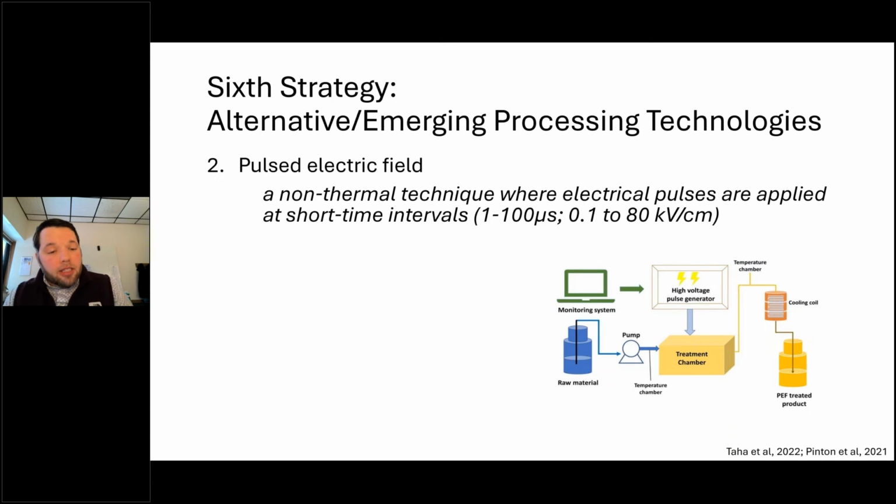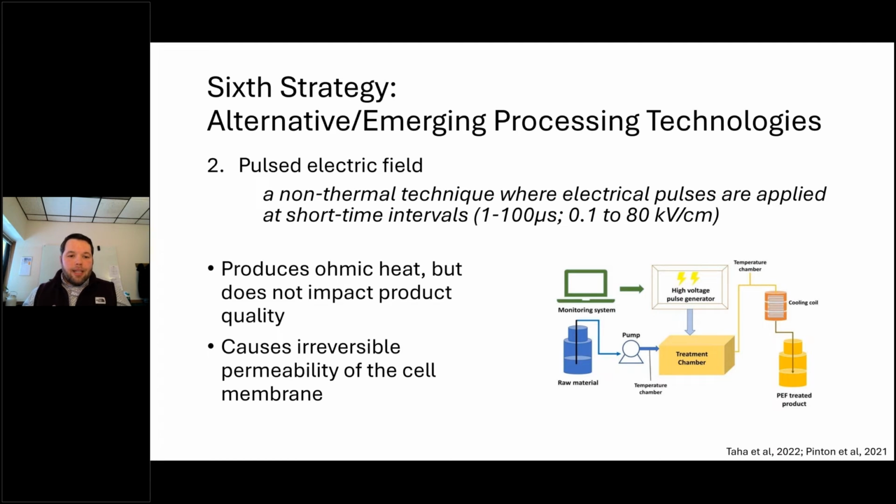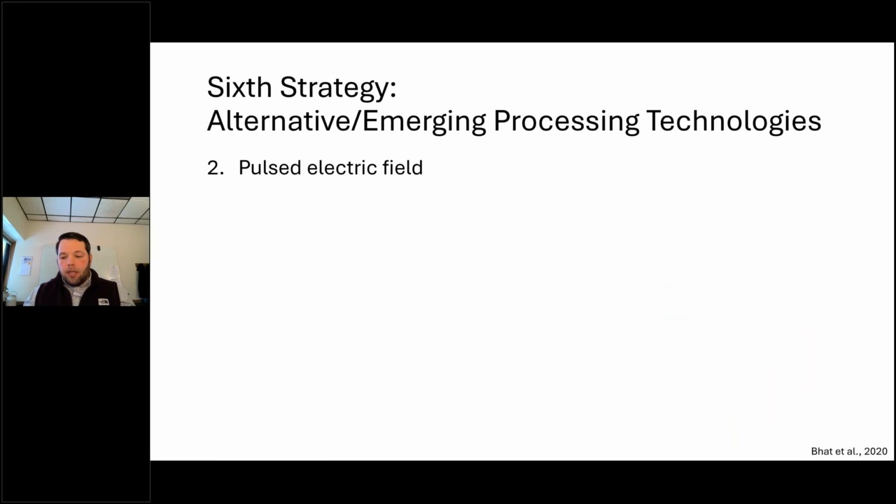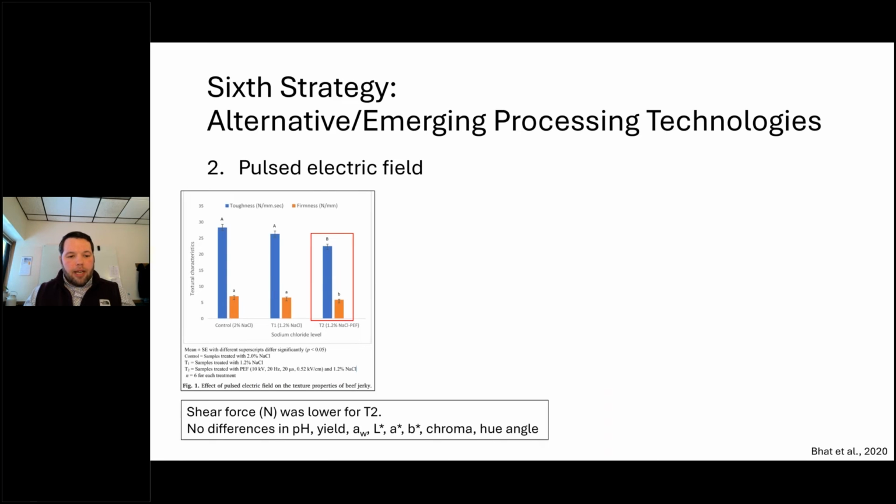Another emerging processing technology is pulsed electric field, where a non-thermal electrical pulse is applied at short time intervals. This produces what is known as ohmic heat, but it does not impact product quality. It does cause an irreversible permeability of the cell membrane, which can lead to cell death.